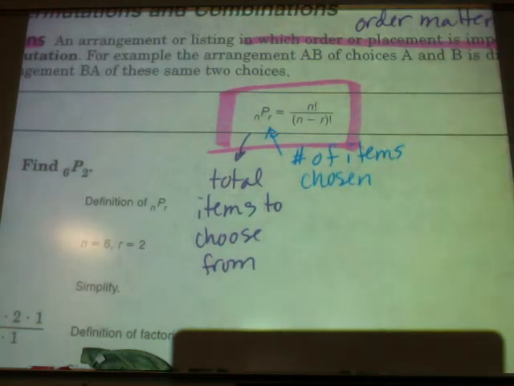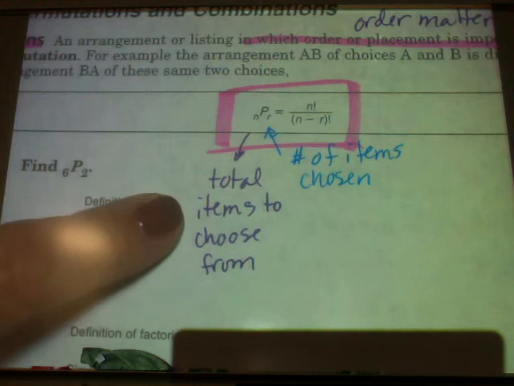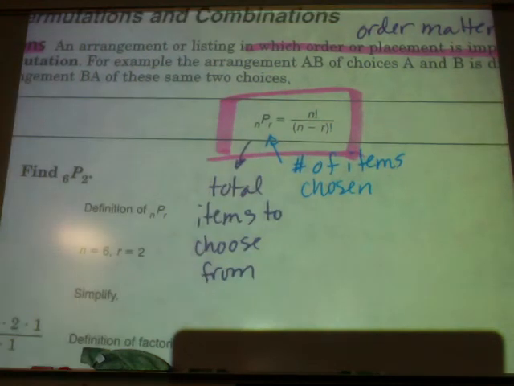So if I had a bag of marbles, let's say, and I was choosing 3 marbles out of the bag at a time, and I had 10 marbles in that bag, the 10 would represent the N, the total items that I have to choose from, and the R would represent the number of marbles that I'm taking out.